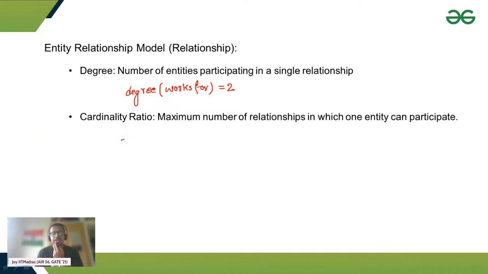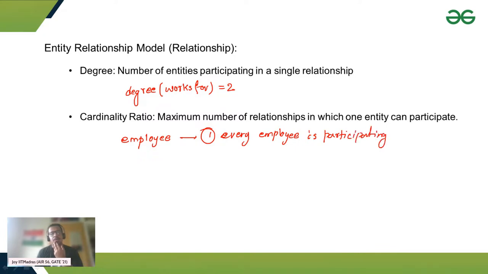So the cardinality ratio for an employee will be one only, because every employee is participating in one relationship.